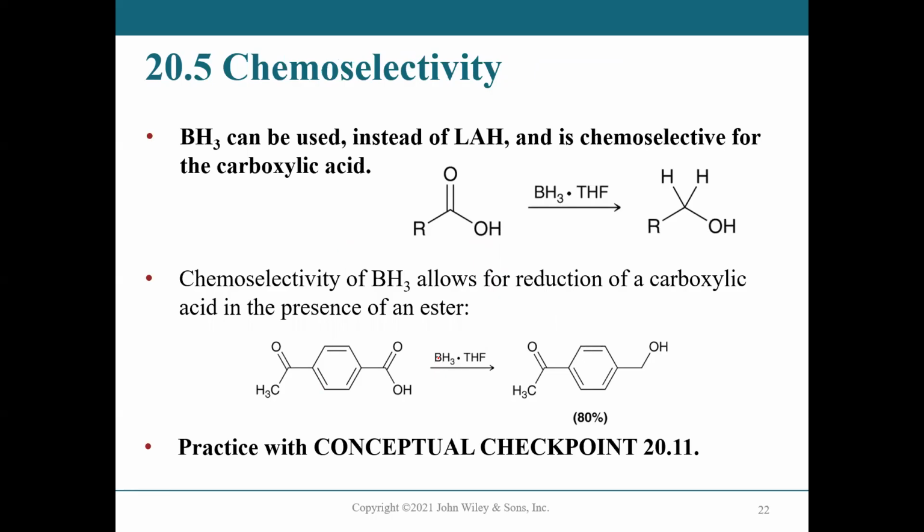So BH3 can be used instead of lithium aluminum hydride and is chemoselective for the carboxylic acid. Chemoselectivity of BH3 allows for the reduction of a carboxylic acid in the presence of an ester. It's not touching this group over here. This group stays. This group is being reduced.